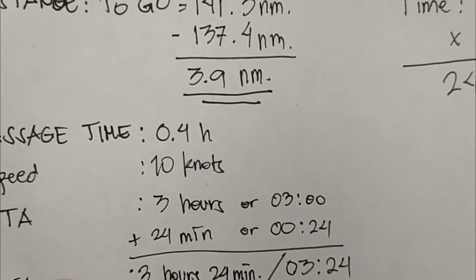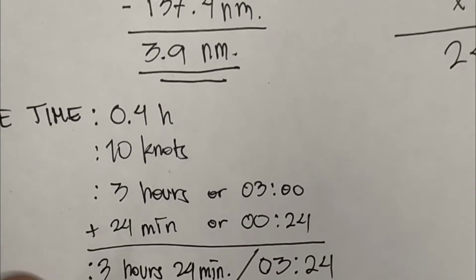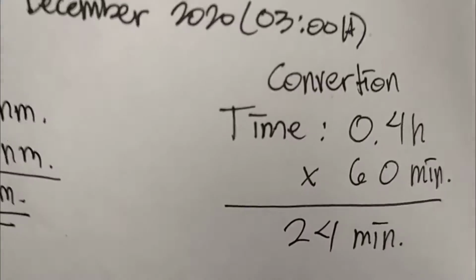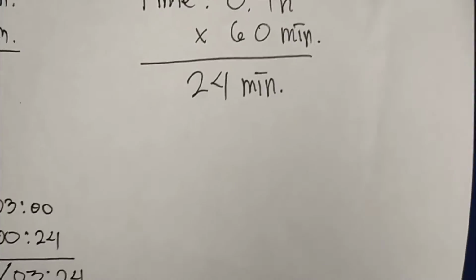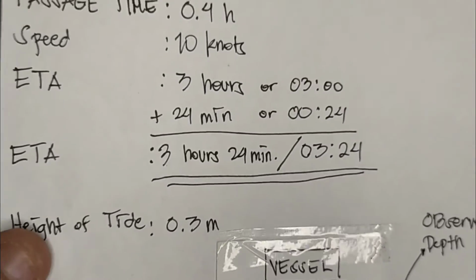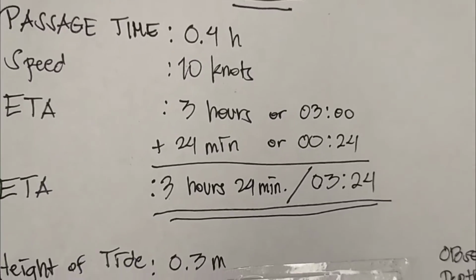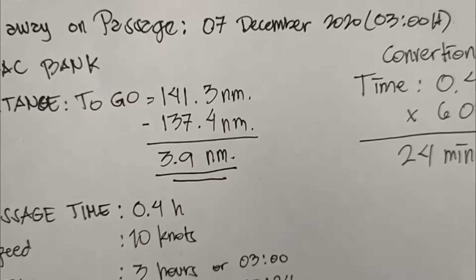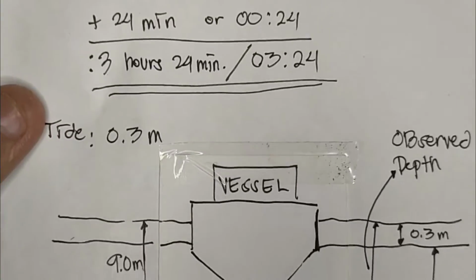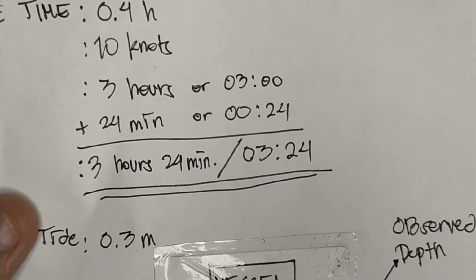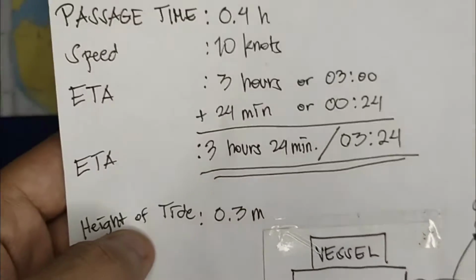Also in the table, we have a passage time of 0.4 hours. To find the minutes, we convert it by multiplying 0.4 by 60 minutes, so we'll have 24 minutes. For the ETA for the Virac Bank, we need to add the 3 hours, which is the departure time from Kabugay Bay to Tacloban Pilot Station. So 3 hours plus 24 minutes, we have an estimated time of arrival for Virac Bank of 3 hours and 24 minutes.